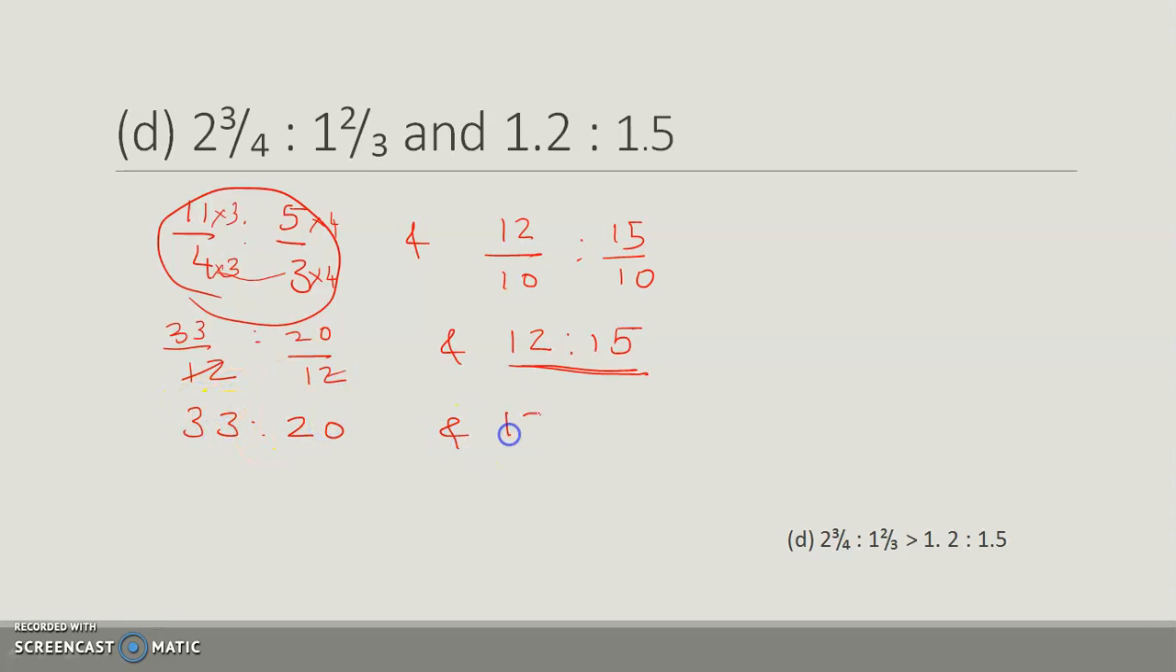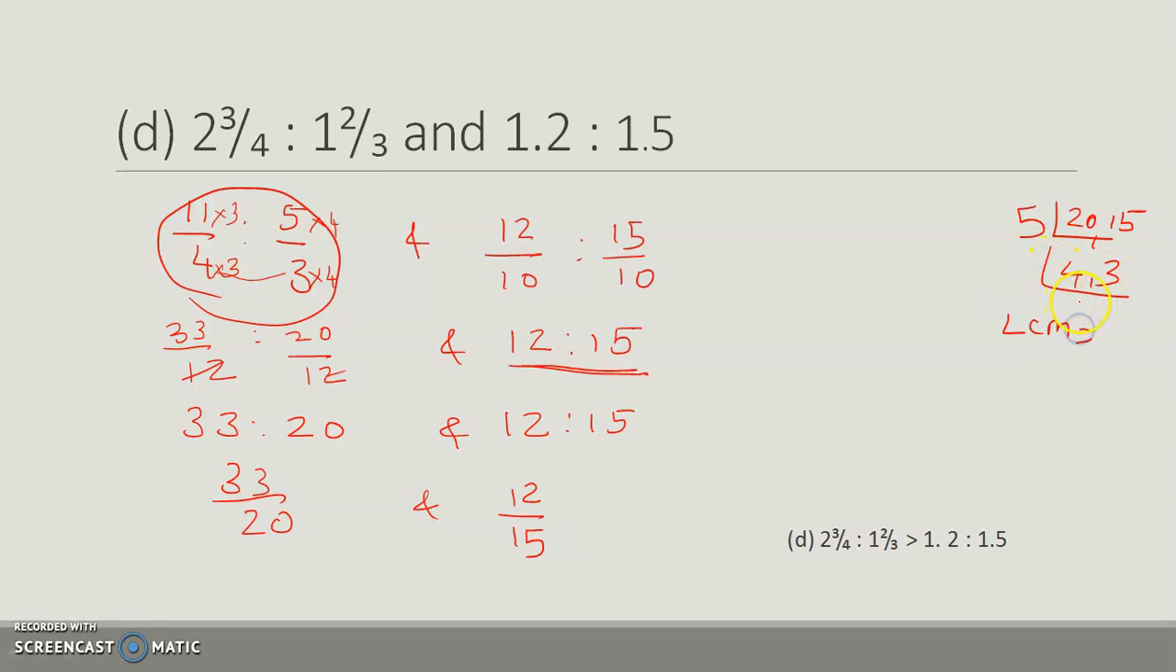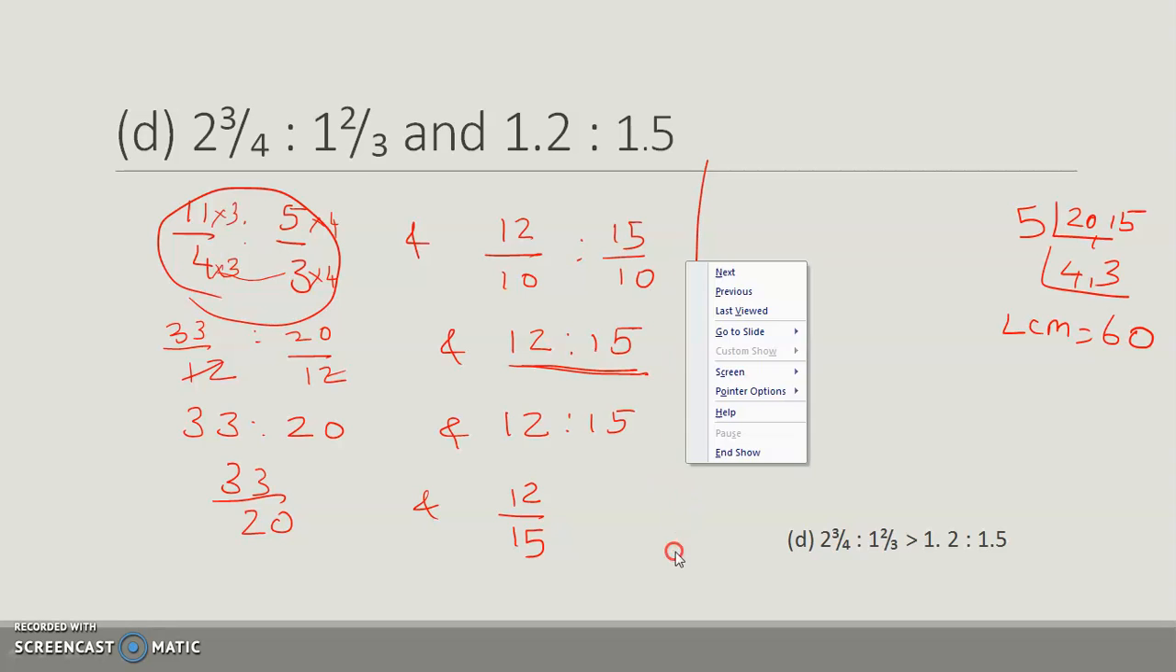Now you have to compare 33 is to 20 and 12 is to 15. This you can compare it as 33 by 20 and 12 by 15. Now you have to find the LCM of 20 and 15. Starting with 5 table, 4 5s are 20, 3 5s are 15. We don't have any common factors. So what is LCM? 5 4s are 20, 20 3s are 60. Okay. Now let me find the equivalent fraction.